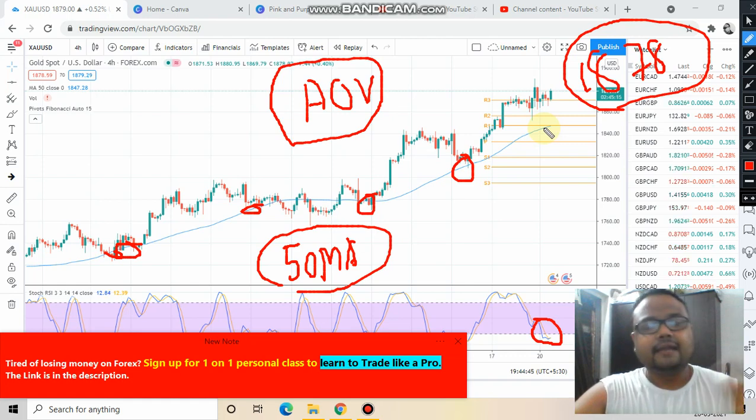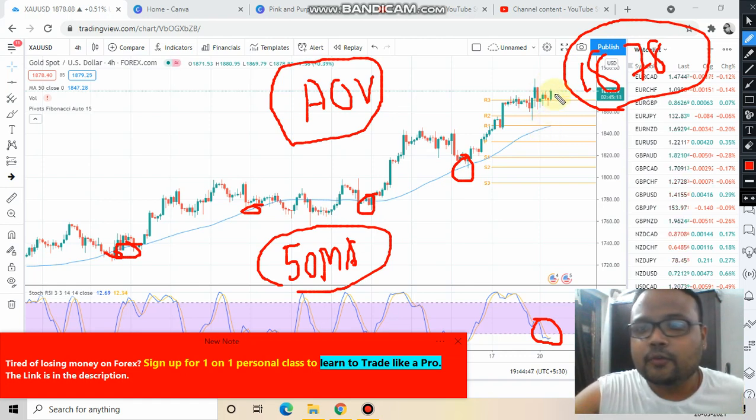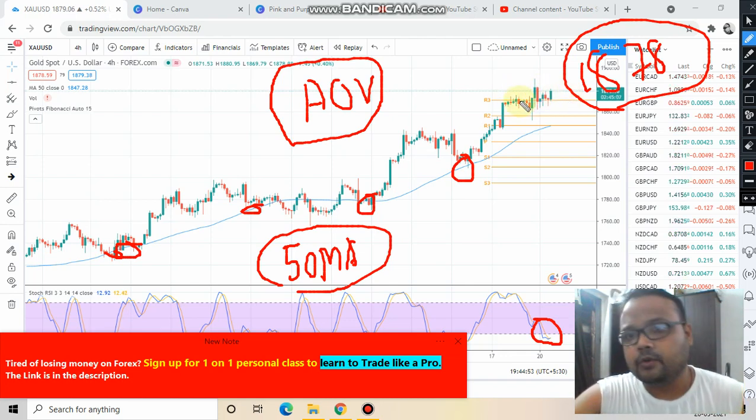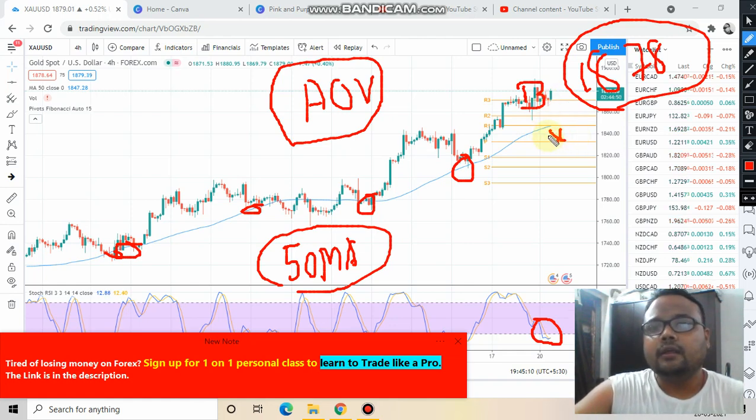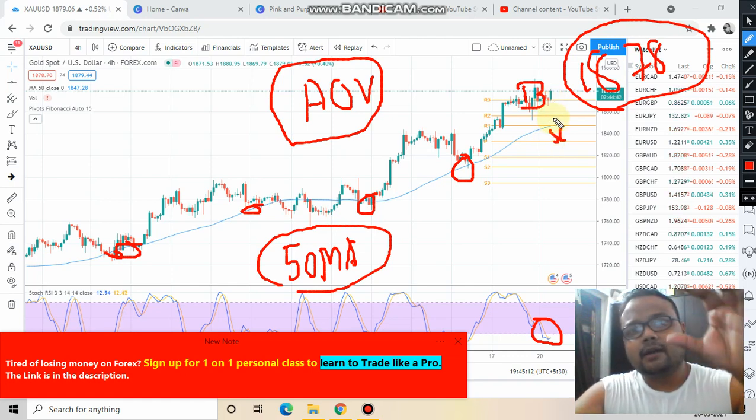So if you are getting restless and you're thinking that you may miss the move and you're planning to enter here, I would like to ask you one question. If you go for a buy entry here, then your stop loss will be below this 50 moving average, because 50 MA is a valid support to the market. So your stop loss will be at around 1840 level. So don't you think between your current market position and the stop loss, there is a big gap?